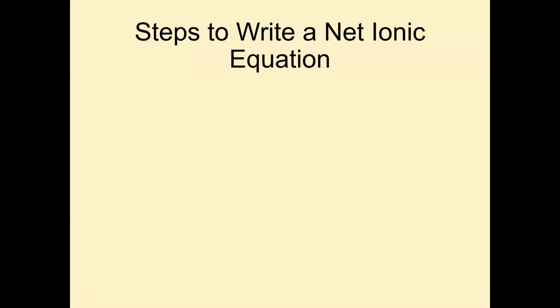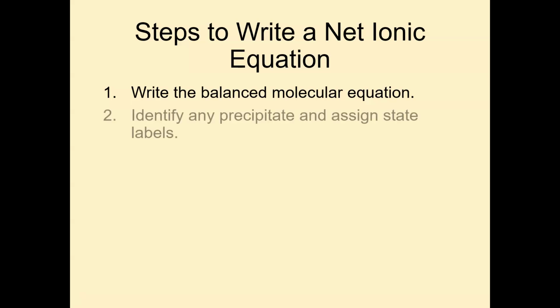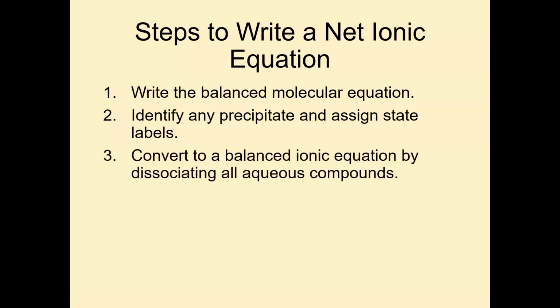Okay, so let me just summarize the steps to writing a net ionic equation. We're just about finished here. I've got a couple more practice problems for you to do, but we've gone through the whole process now. I'm going to write a balanced molecular equation. I'm going to identify any precipitate and assign state labels. Everything that's water soluble is going to get an AQ. Everything that is not water soluble, and in this case, it's just going to be one of the two products, will get an S. That would be the precipitate.